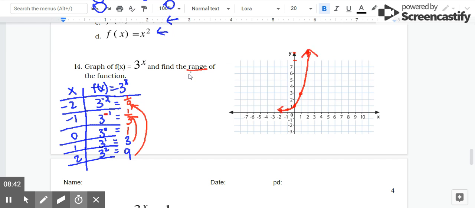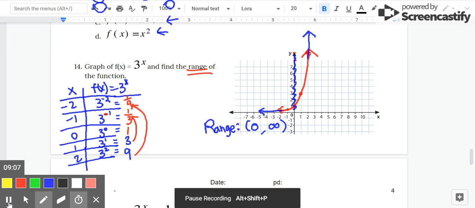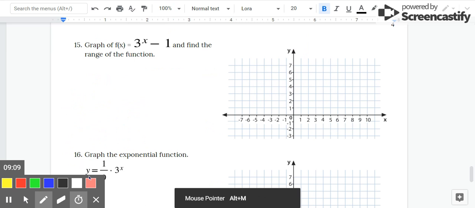So what is the range of it? You will predict that this line will go really close to 0, but never be 0. So the range is going to be from 0 to infinity. There's no end. It keeps going, infinity. So this is going to be the range.